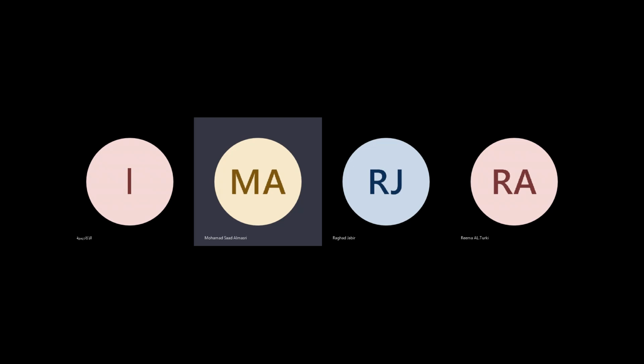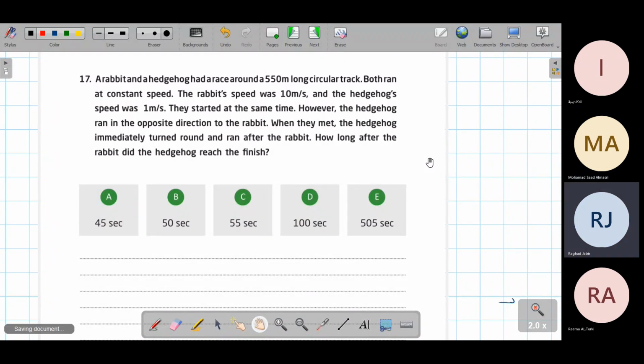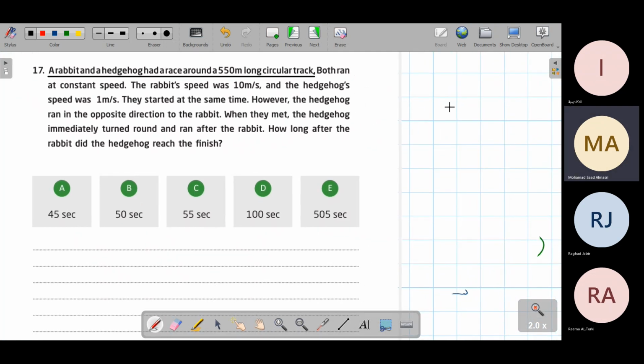Again, I will share the screen. Ragad, can you read the question? A rabbit and a hedgehog had a race around a 550-meter long circular track. Okay, stop here. This is the first sentence. So, a rabbit and a hedgehog race around a circle, a long circular track. So it's a circle track like that.